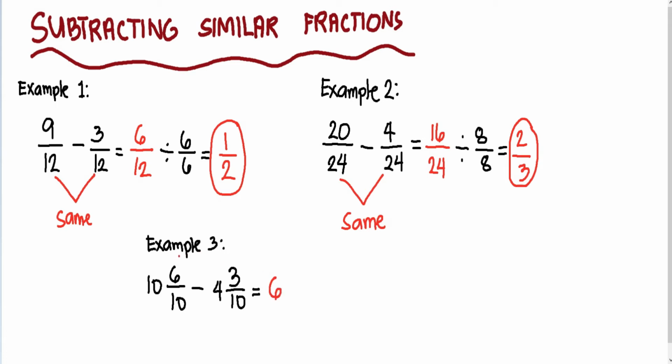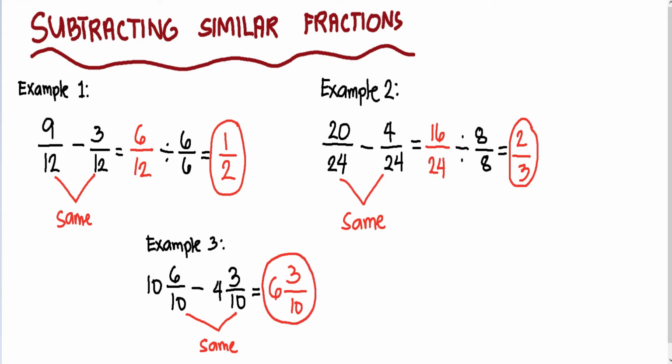And next, we will subtract all the numerators. So we have 6 minus 3, that is 3. And as you can see, they have the same denominators. Therefore, we will just copy 10. And that will be our final answer.